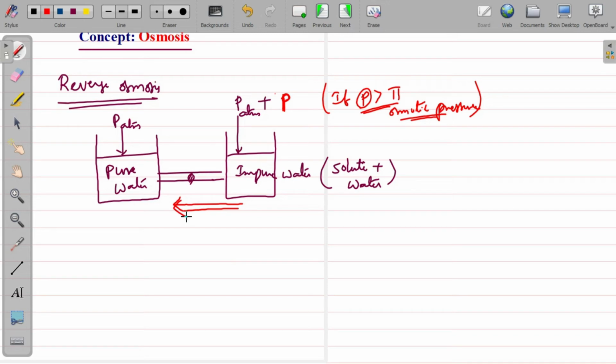So what will flow? In fact, it is not the solute particles. The solute particles or dirt particles will not flow through the SPM. SPM prevents them. SPM allows only solvent molecules, which is water. So water only will flow from the impure side to the pure side. So you will get pure water, the LHS quantity increases.